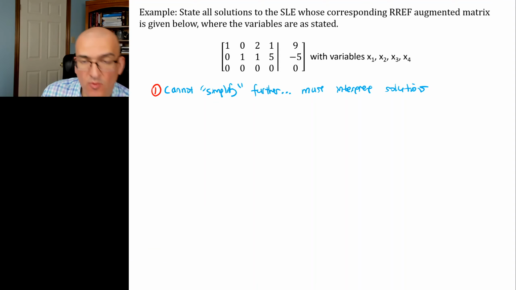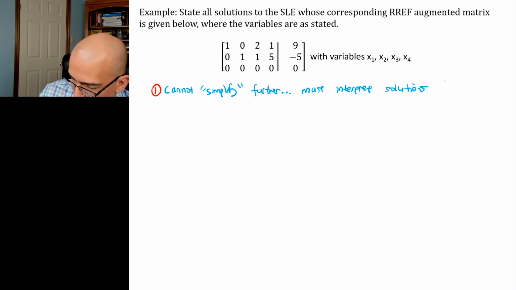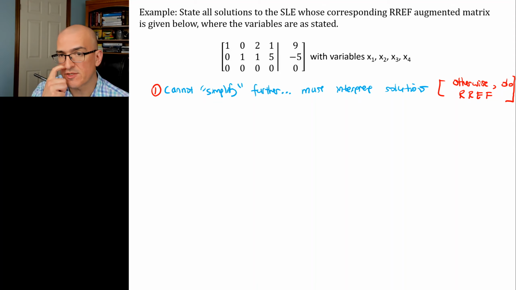So that's step one, row reduce. That's been done for us. It doesn't actually say RREF augmented matrix, but it does tell us it's been fully row reduced. Otherwise, do the RREF, the reduced row echelon form, using elementary operations, which we'll do next.